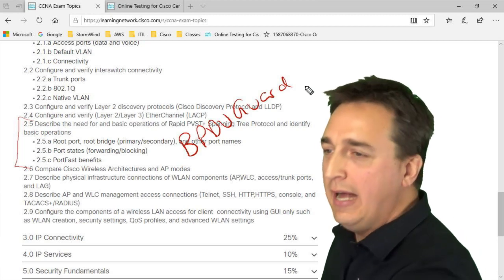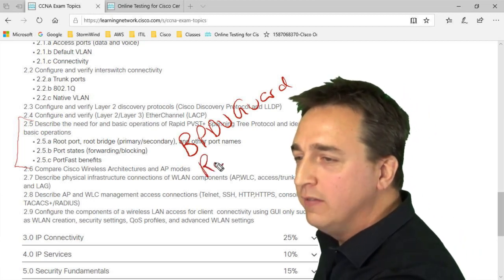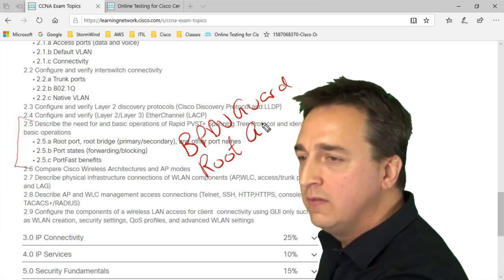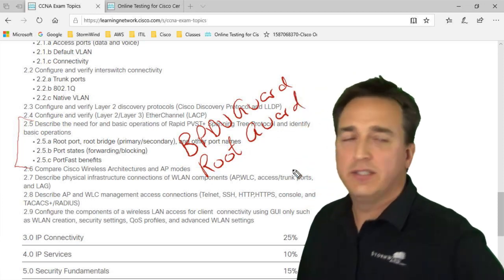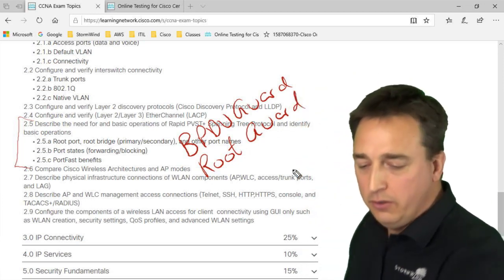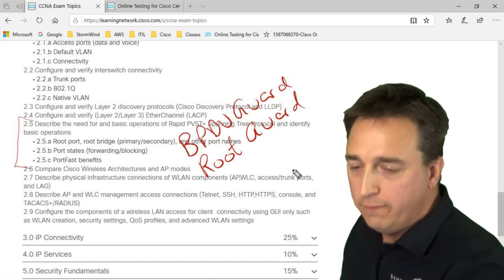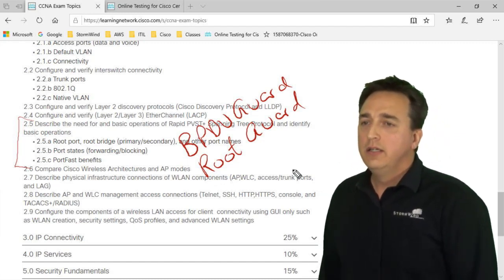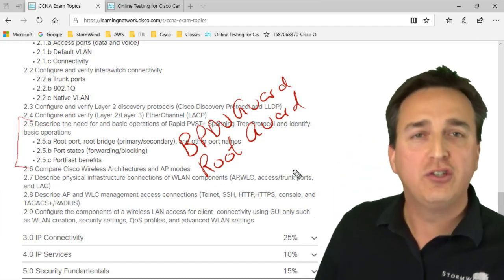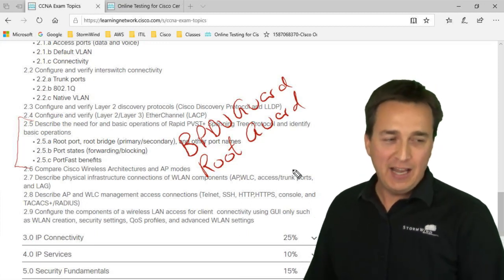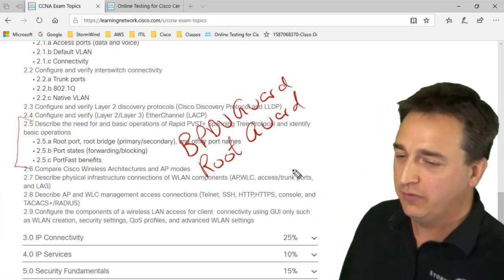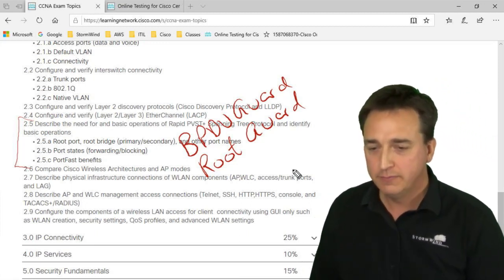Next, what do we have? Root guard. That's the next one as well. So BPDU guard and root guard, very, very important to make sure you are not blindsided at any point in time on the new CCNA certification exam. So write those down.